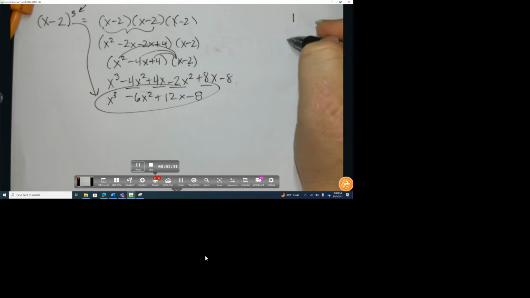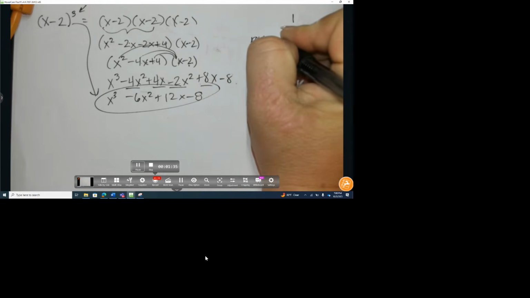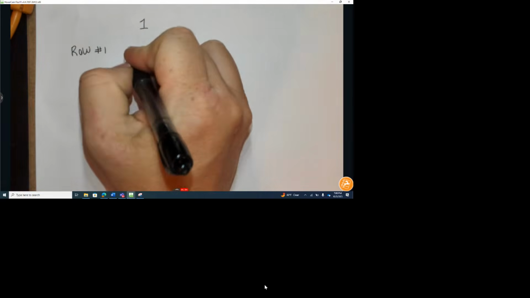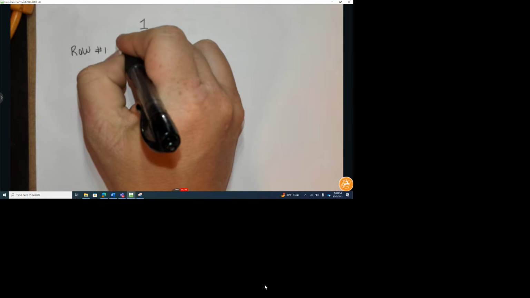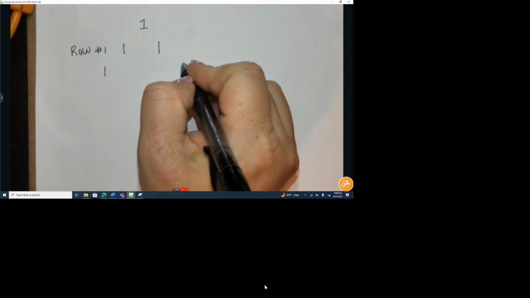Pascal's triangle will always start and end with a 1. So this is going to be row 1. Actually, let me flip this paper around. Okay, so here's how we build Pascal's triangle. It's all based on a pattern. Like I said, we always start with a 1 and end with 1. This is considered row 1. Now when we go on to row 2, again, we start and end with a 1.